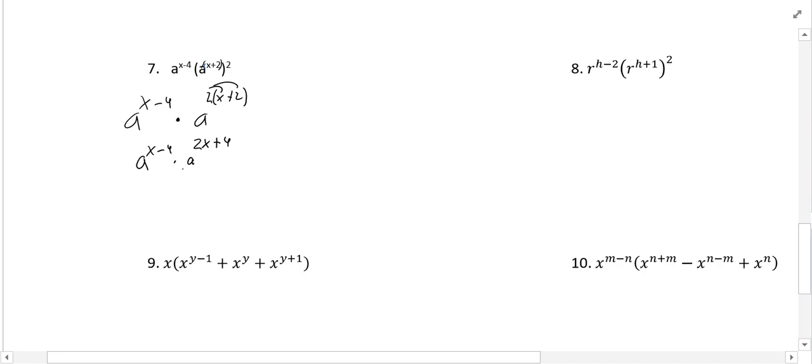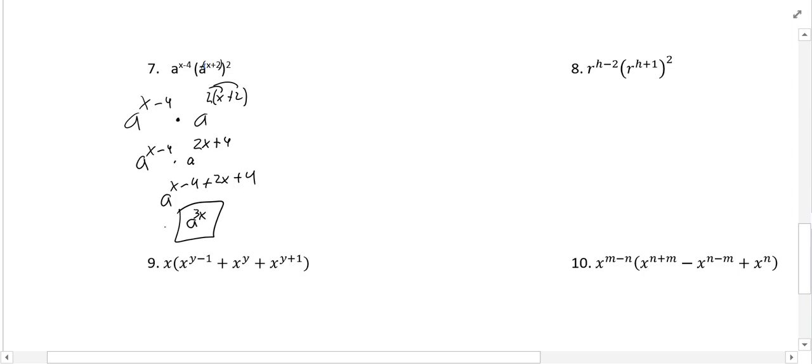So then at same base, it means I can add all the exponents. So I get a to the x minus 4 plus 2x plus 4. So now I can combine my like terms. x plus 2x is going to give me 3x. And negative 4 and positive 4 are going to cancel out. So I'm going to get a to the 3x.